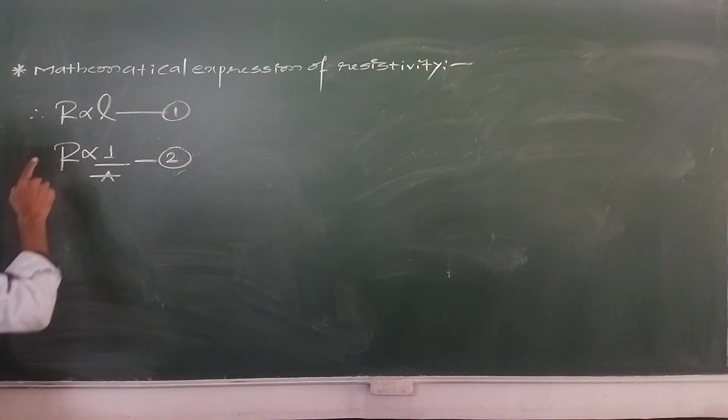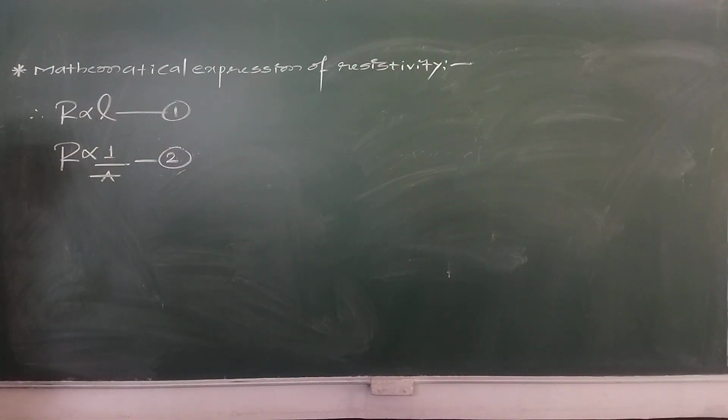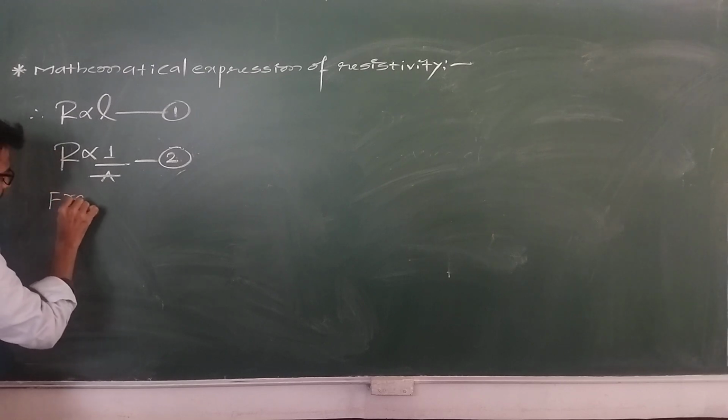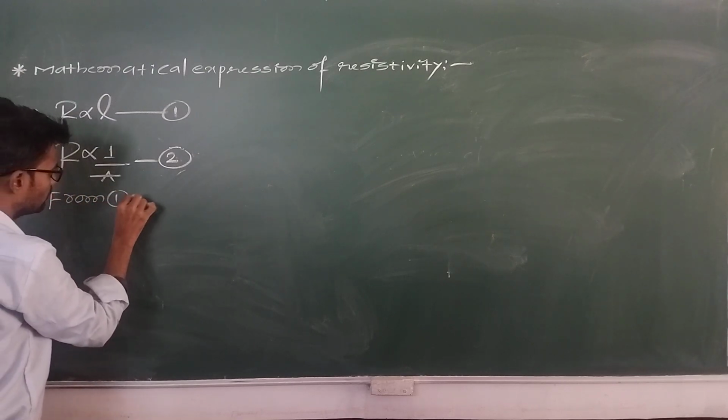First one is R is directly proportional to length of the conductor, and R is inversely proportional to area of cross section of the conductor. By taking these two equations, I will write form 1 and 2.